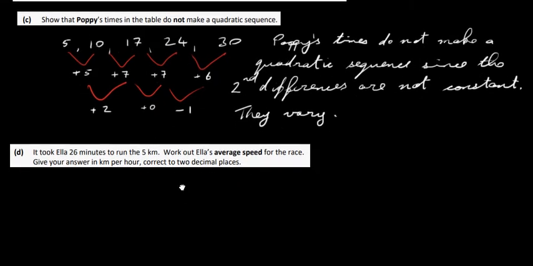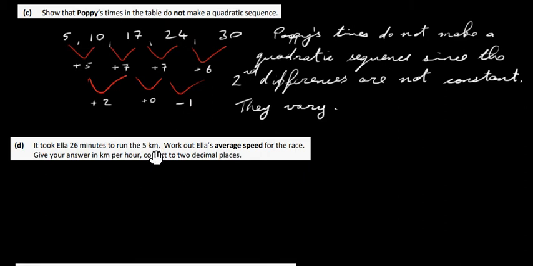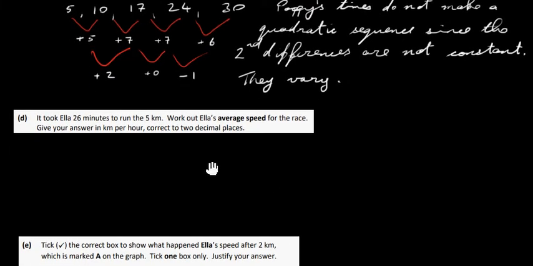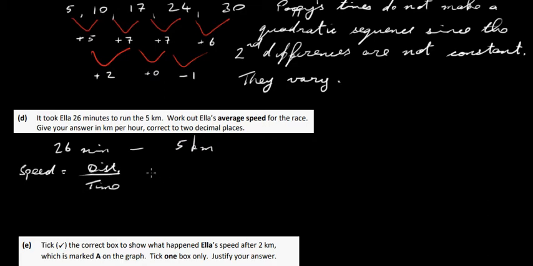Okay, let's have a look at part D then. It took Ella 26 minutes to run 5 kilometers. Work out Ella's average speed for the race. Give your answer in kilometers per hour, correct to 2 decimal places. So we have 26 minutes to do 5 kilometers. So we want to work out the average speed. Speed is distance over time. So in this particular case, it's the distance of 5 kilometers divided by the time.